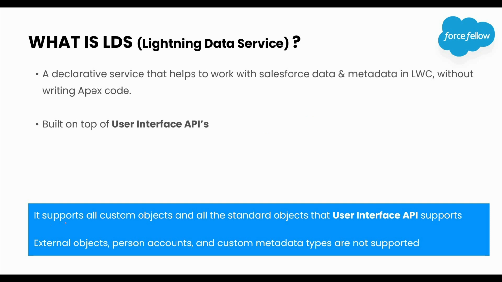And as I said, LDS supports all the custom objects and all the standard objects that are supported by user interface APIs. External objects, person accounts, and custom metadata types are not supported by LDS. So in that case, we can say LDS only supports those objects which are supported by user interface APIs, because LDS is built on top of user interface APIs, right? And I'll share a link in description to see what all objects are supported by user interface APIs. So you can check that out if required.